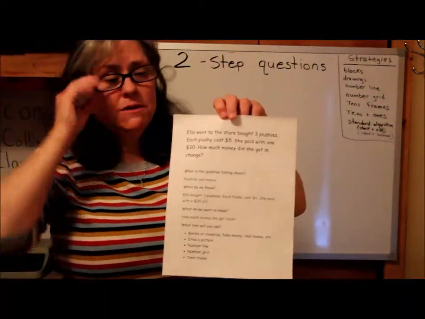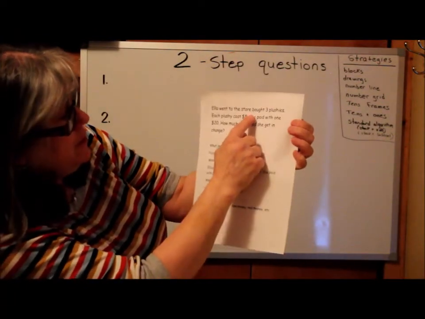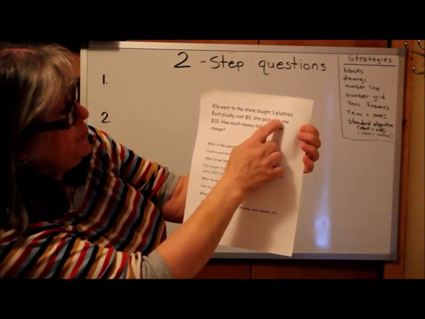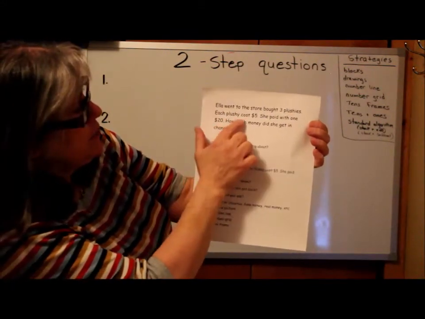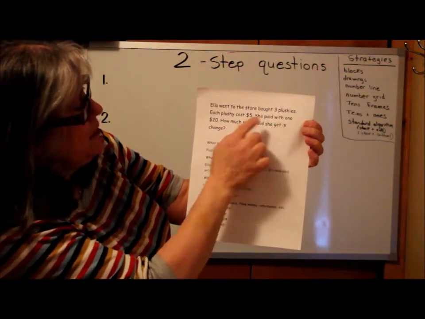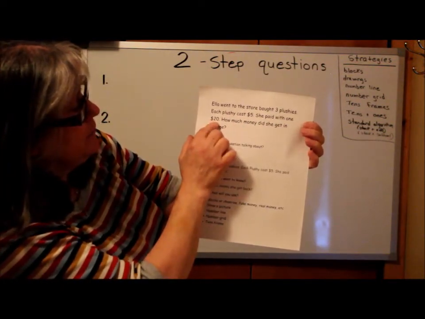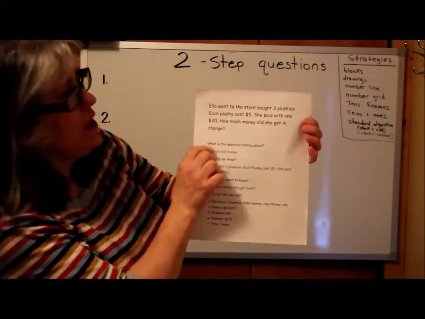All right, so first let's read the problem. The problem says, Ella went to the store and bought 3 plushies. I forgot the word "and," sorry. Each plushie cost $5. She paid with one $20 bill. How much money did she get in change?